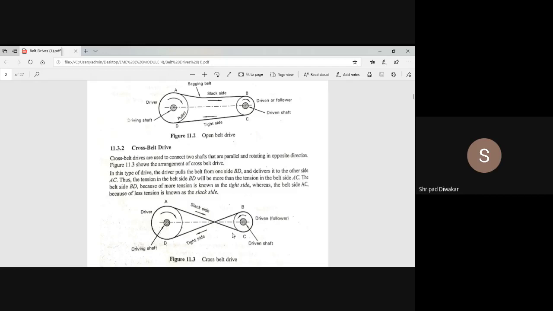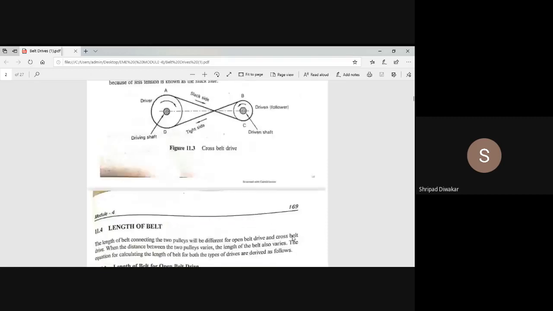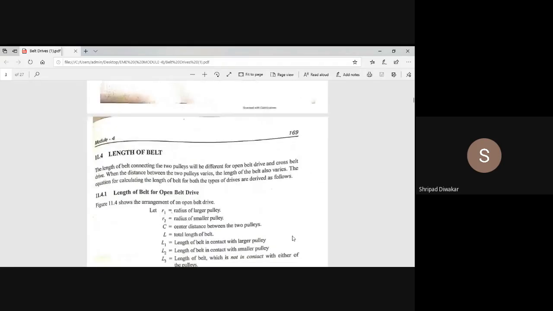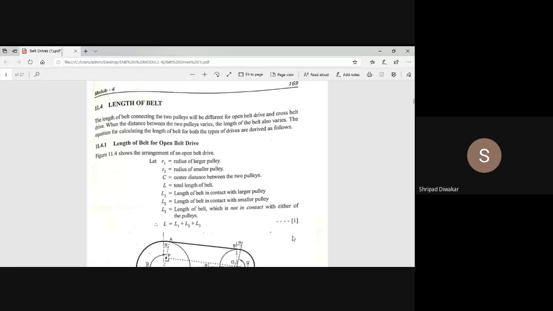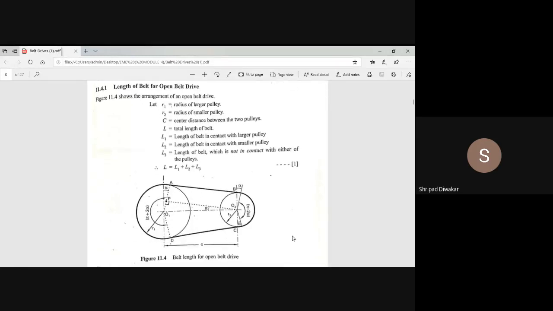Okay, so mainly remember there are two types of belt drive: open belt drive and cross belt drive. And one more important thing, one important derivation I am going to do in this class. Go through the derivation properly. Every time they used to ask, derive the expression for the length of belt, open belt drive. To derive the expression for the length of open belt drive.